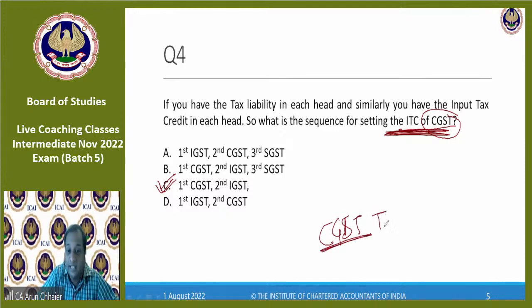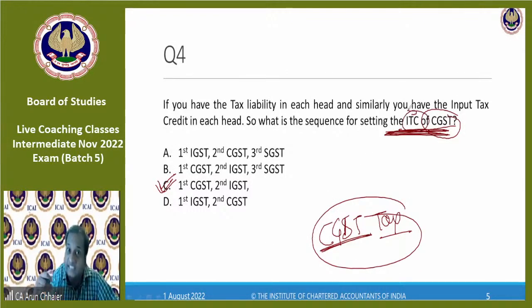If my question is about CGST tax liability, they will first take from IGST ITC, then they will take from CGST ITC. My question is something different. I'm not asking how the CGST tax liability will be adjusted. I'm asking how the ITC of the CGST will be given. It will first go to C and then go to I.